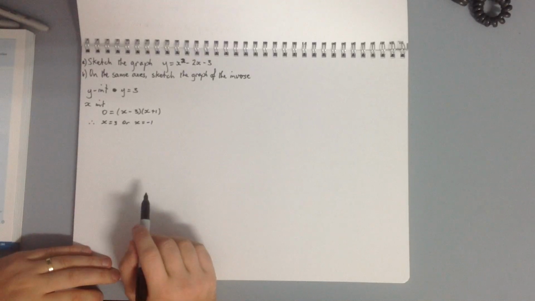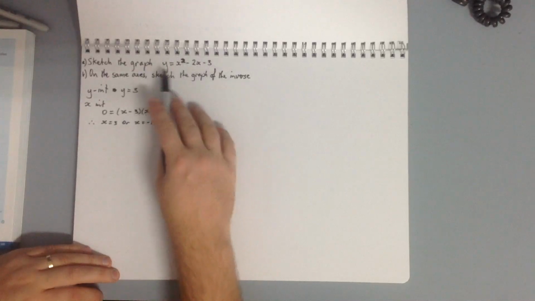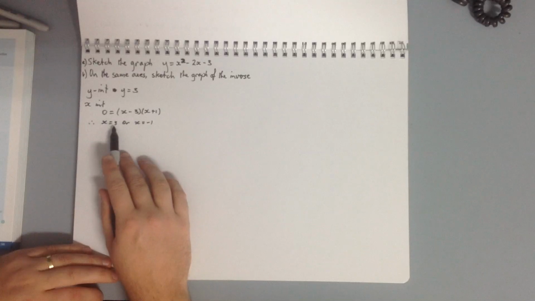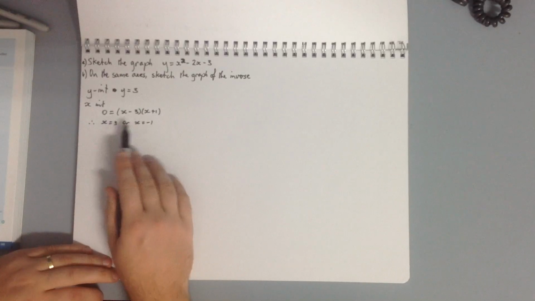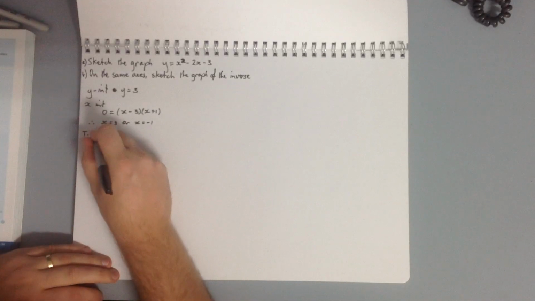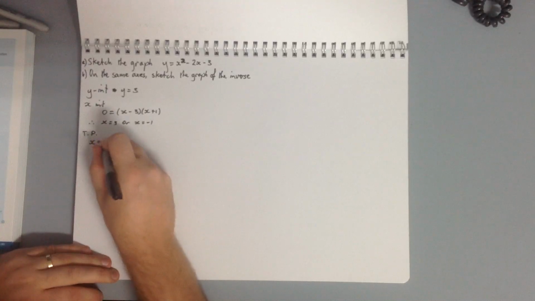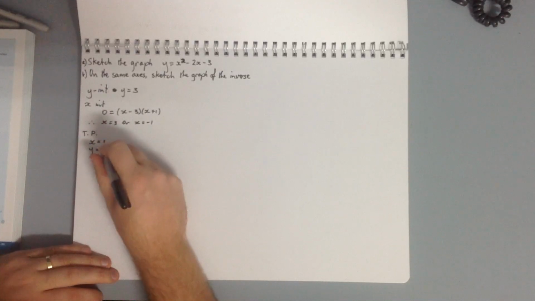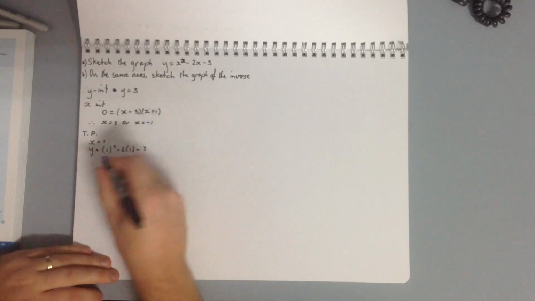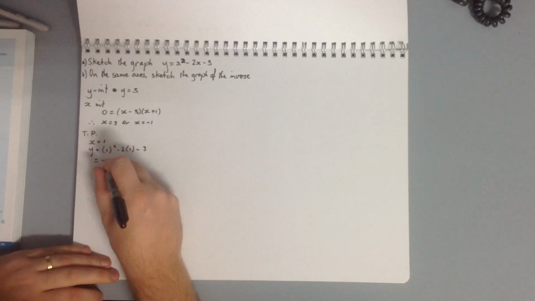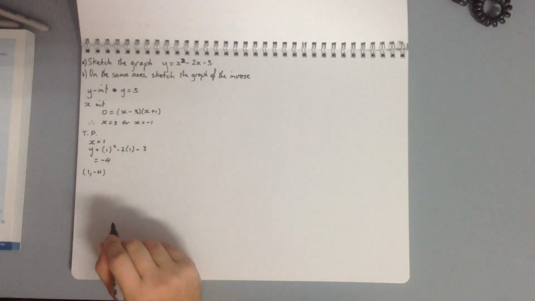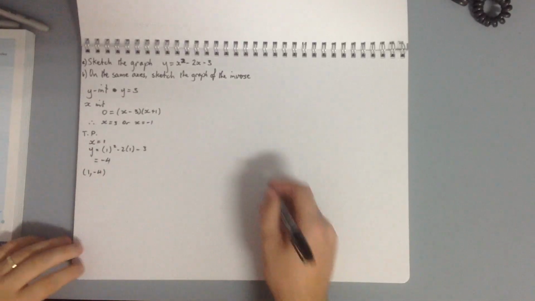We need to work out our turning point. We could complete the square to find it, but the easier way is we know that our turning point has an x coordinate that's halfway between our x-intercepts, so we know our turning point is going to be at x equals 1. And y will equal 1 squared minus 2 times 1 minus 3, which is minus 4. So our turning point is at (1, -4). Basically we've got everything we need to be able to sketch this now.